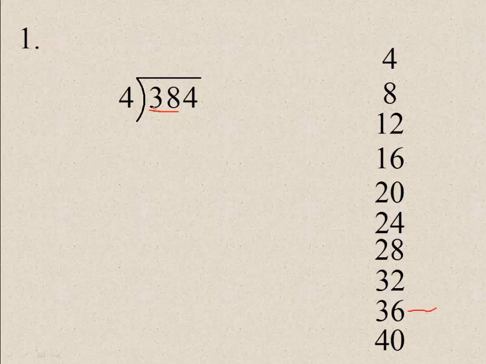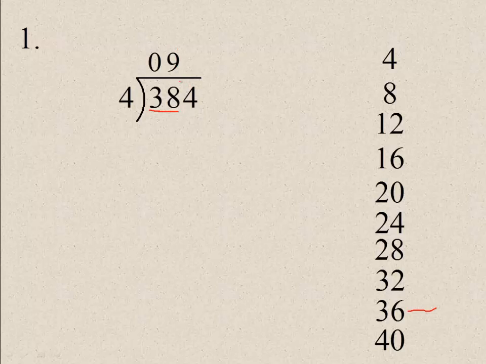So 4 can go into 38 how many times? The answer will simply be counting down here. 1, 2, 3, 4, 5, 6, 7, 8, 9. So 4 can go into 38 9 times. But before that, guys, when 4 could not go into 3, I started by putting the 0. 4 can go into 38, I said, was 9 times.